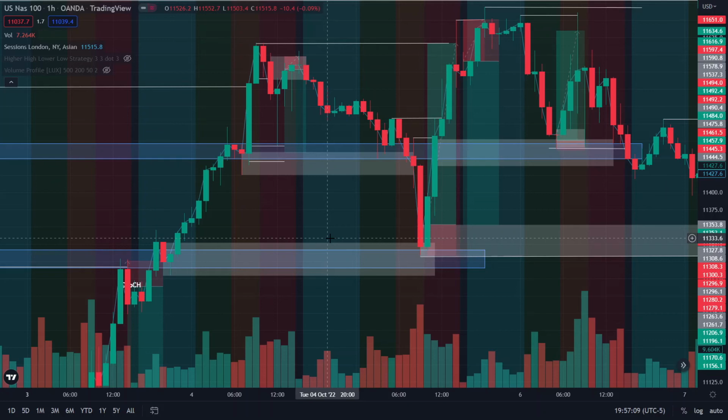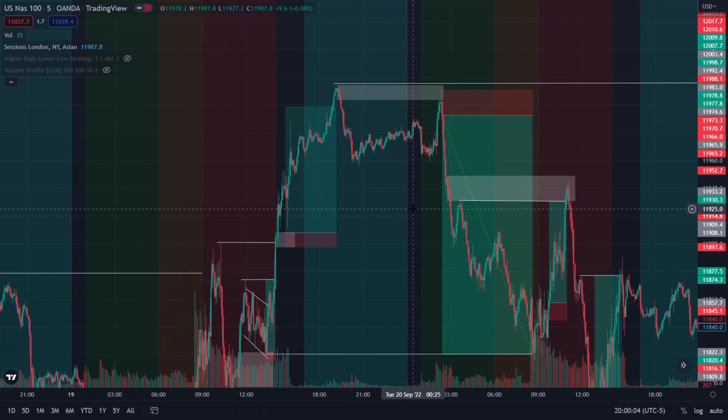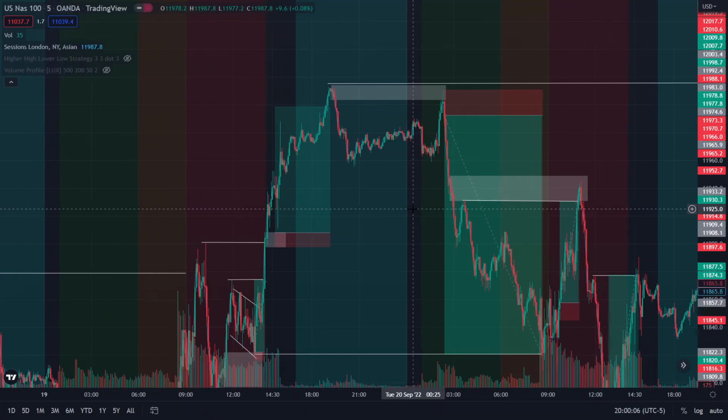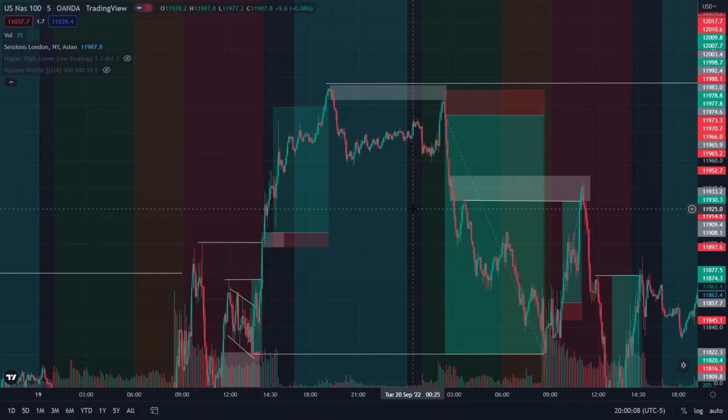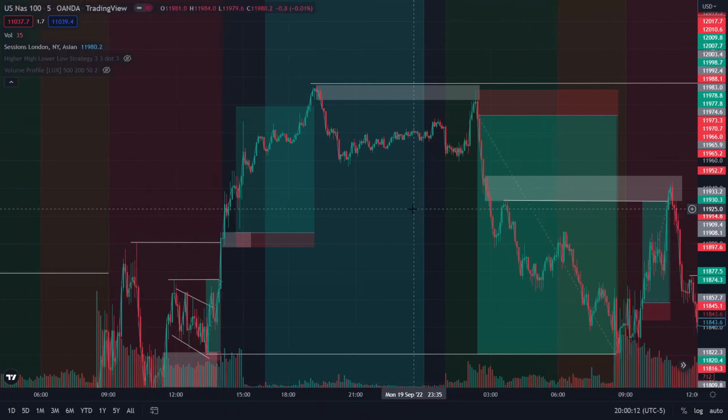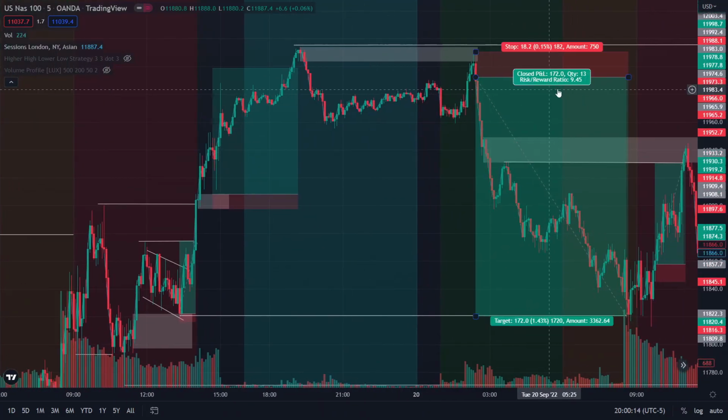Let's go ahead and look at our last example without using these support and resistance levels. All right, folks, so we are looking at the 5-minute chart here of the NASDAQ where we took a supply trade. So we're going to go ahead and look at the confluence as to why we traded this supply zone and how we were able to bank on a nice 1 to 9.